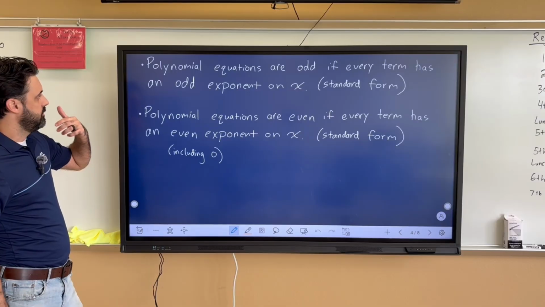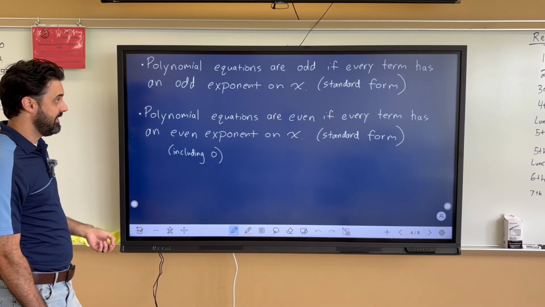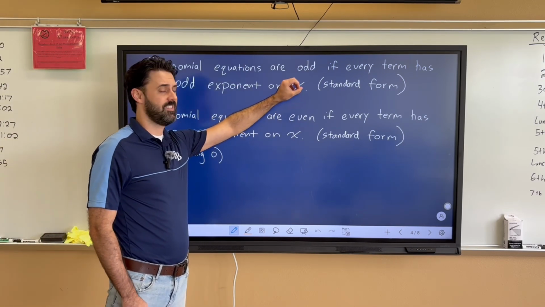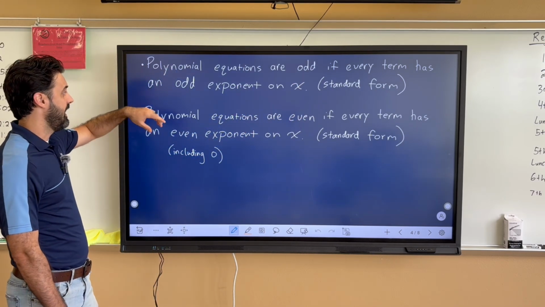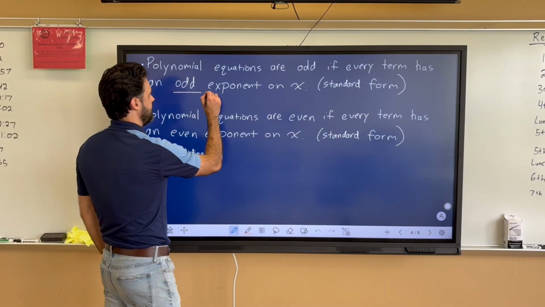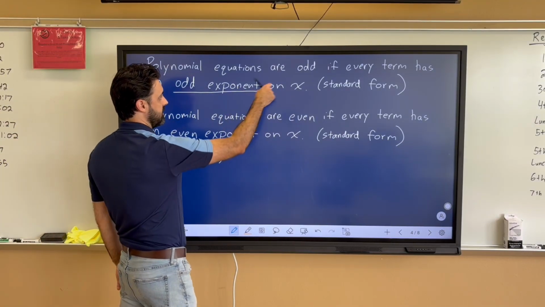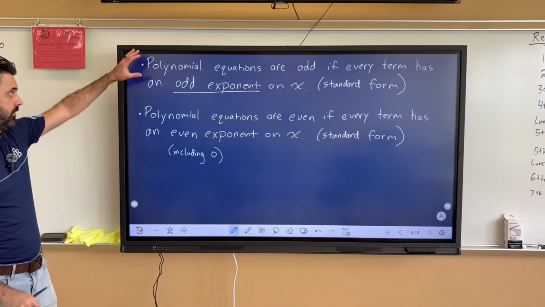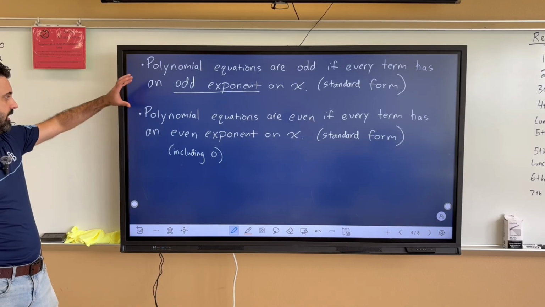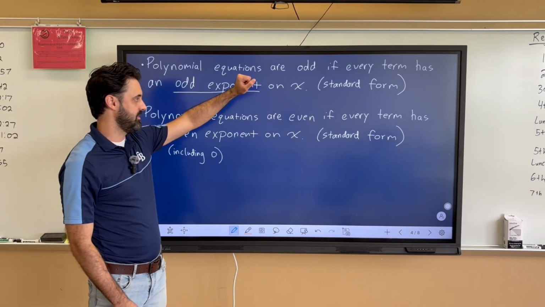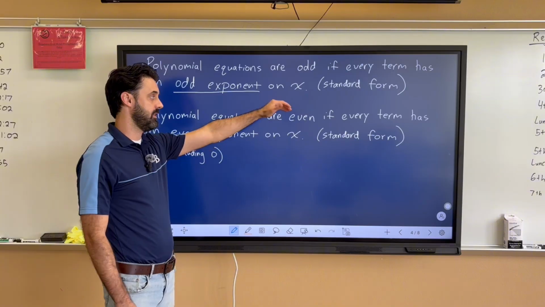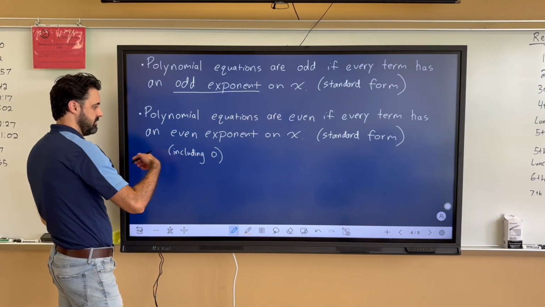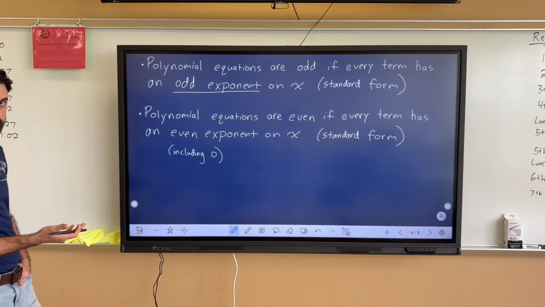And it says this: polynomial equations are odd if every term has an odd exponent on x and it's in standard form. So if every single term in the expression has an odd exponent on x, then the entire function is odd. That's for polynomial equations. And if every term has an even exponent on x, then it's going to be an even function. And we're including 0 as being even. 0 is still an even number. It is a multiple of 2, even though it's just 0.